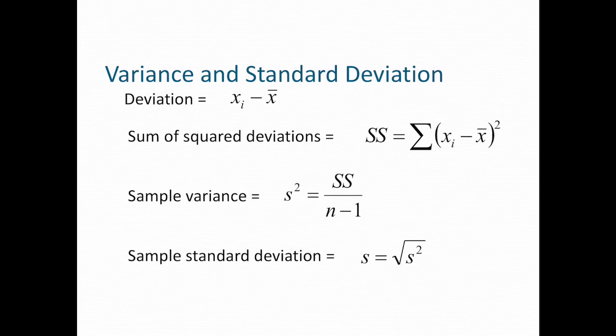From that, we need to take these numbers and turn them into a value that we can actually use. So we're going to square them. By squaring them, we give all the negative deviations a positive value. Once they're all positive, we can add them up, and this is called the sum of squares, or SS. Then we take the SS and divide it by n minus 1, the degrees of freedom, which gives us the sample variance, s squared. Then we take the square root of s squared to get s, which is our sample standard deviation.